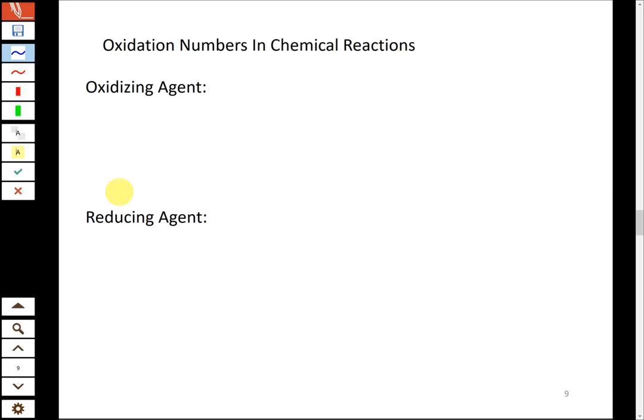Now, these terminologies are a little bit confusing because the oxidizing agent is the reactant that does the oxidizing, which means it itself is getting reduced. So don't let that confuse you too much, but in a redox equation, one reactant is going to be assigned as the oxidizing agent, one reactant is going to be assigned as the reducing agent, and the oxidizing agent is the reactant that gets reduced during the reaction.